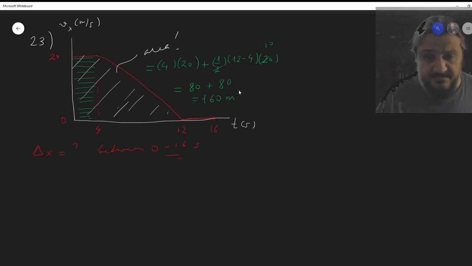160 meters. Now, if you don't want to do it like this, since there's a picture and in the picture you have squares, you can count the squares. That's also okay, all right? But then you have to know what one square corresponds to in meters. So either way, you end up with a number which is 160 meters. Okay, that's number 23.